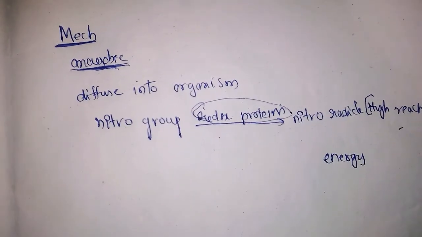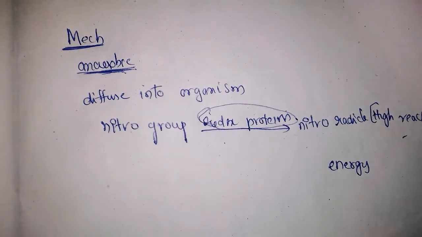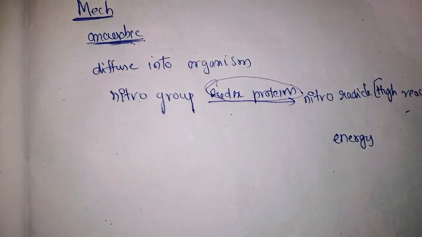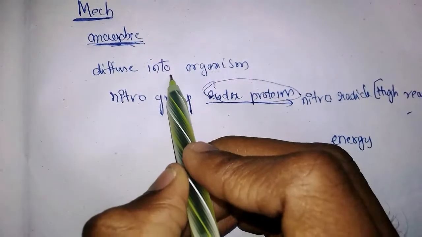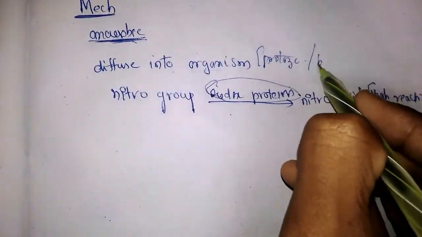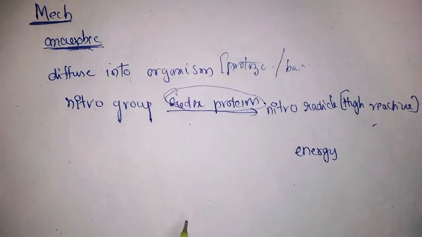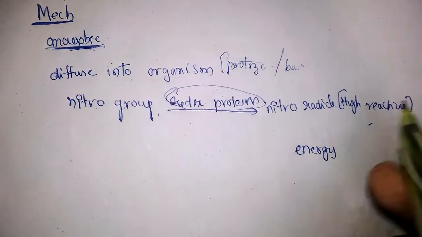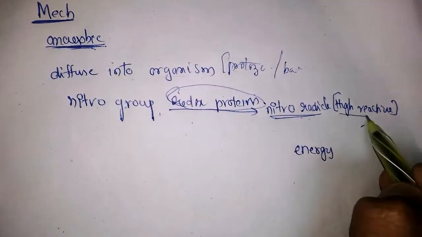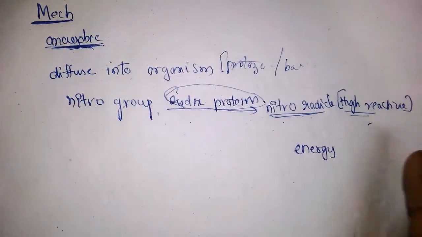Then we'll move to the mechanism of action. Metronidazole acts selectively against anaerobic organisms, either protozoa or bacteria. The mechanism of action starts with the diffusion of the drug into the organism, either protozoa or bacteria. In the organism, the nitro group of metronidazole is reduced to a nitro radical. This nitro radical is highly reactive. This reaction is done by some redox proteins which are there in the protozoa.